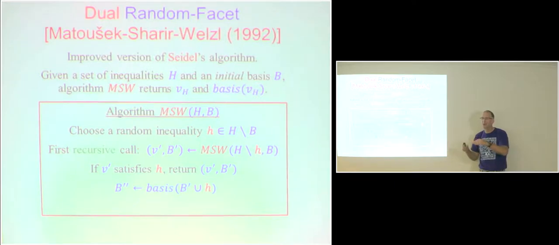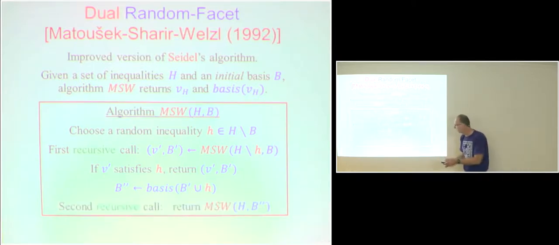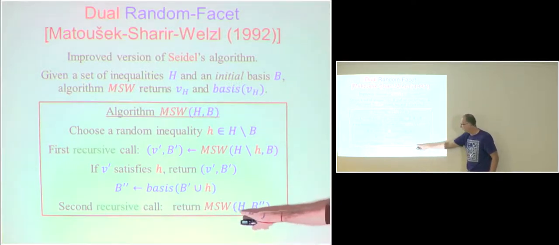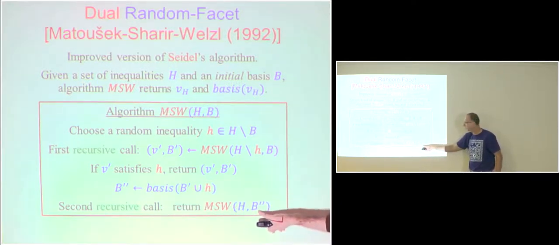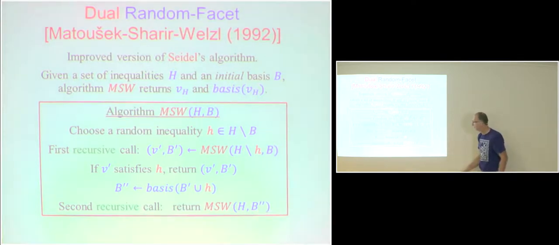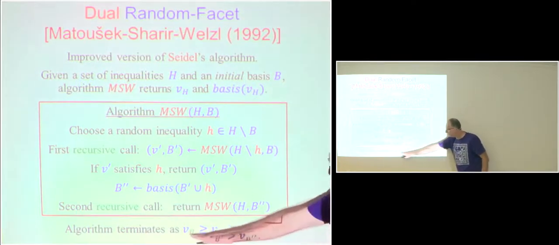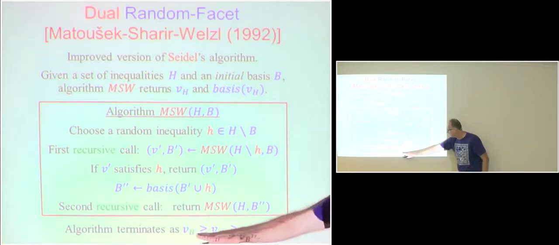Remember that we are maximizing. The original problem is maximizing, but we have a dual algorithm. So we always have infeasible solutions, but the values of these infeasible solutions are dropping until we get a feasible solution. Then it's the optimal solution. Once we have this new basis b prime, we do again a recursive call with all the inequalities, but now starting with the basis b prime. Note that b prime is a better basis than b, in the sense that v of b prime is less than v of b.